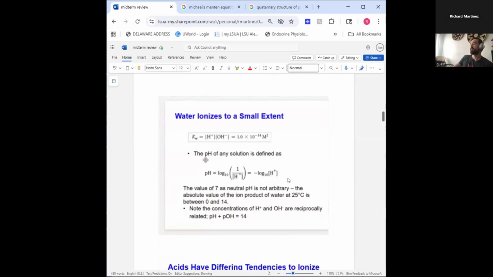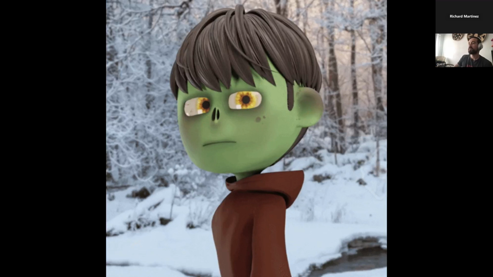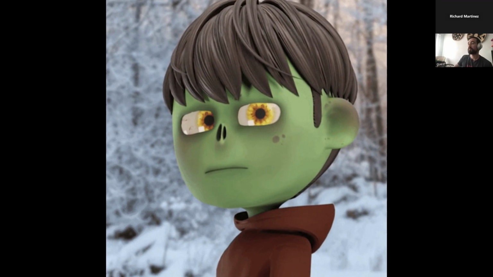Okay, so let's look at this. What's the point of knowing this? This is just showing you that the value of 7 as neutral pH is not arbitrary. So that's the absolute value of an ion at 25 Celsius. 25 Celsius is between 0 and 14.